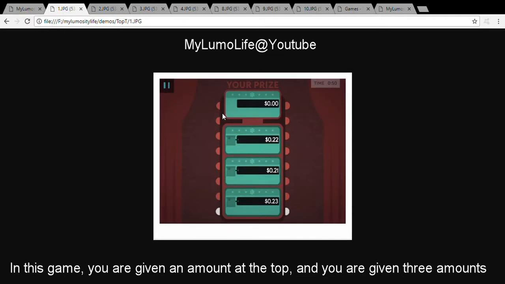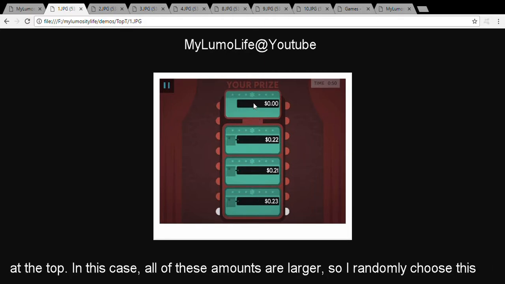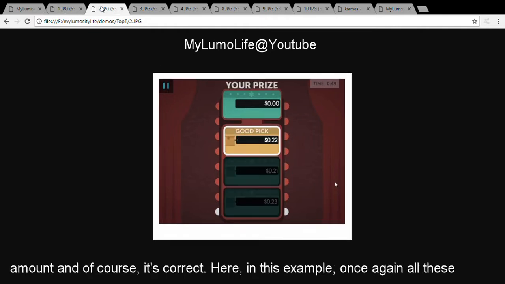In this game, you are given an amount at the top, and you're given three amounts below it. You need to select one of the amounts below it that is larger than the amount at the top. In this case, all of these amounts are larger, so I randomly choose this amount. And of course, it's correct.